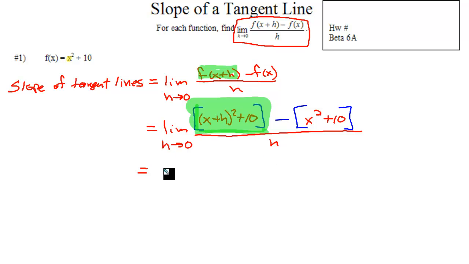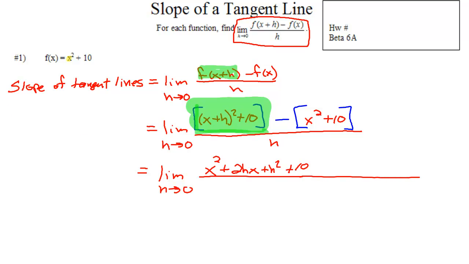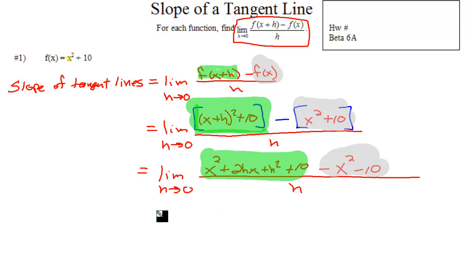X plus h quantity squared, each time we have the limit as h approaches 0, is x squared plus 2hx plus h squared. Then I bring the plus 10 down. Once again, the green things here are identical. To get rid of these brackets here at the end, I'm going to distribute the subtract, so I get subtract x squared, subtract 10. The gray things you see up here are identical. This is all over h.